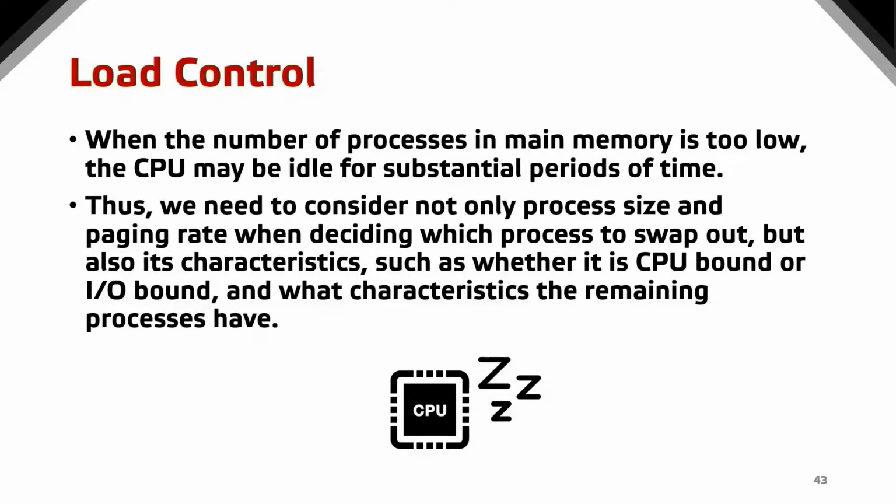However, another factor to consider is the degree of multiprogramming. When the number of processes in main memory is too low, the CPU may be idle for substantial periods of time. This consideration argues for considering not only process size and paging rate when deciding which processes to swap out, but also its characteristics, such as whether it's CPU bound or input-output bound, and comparing it with the characteristics of other processes.